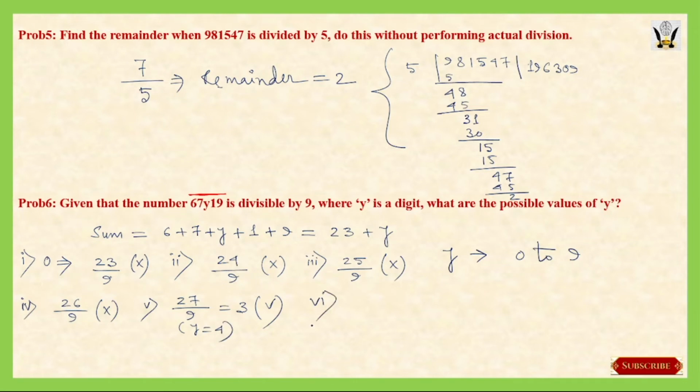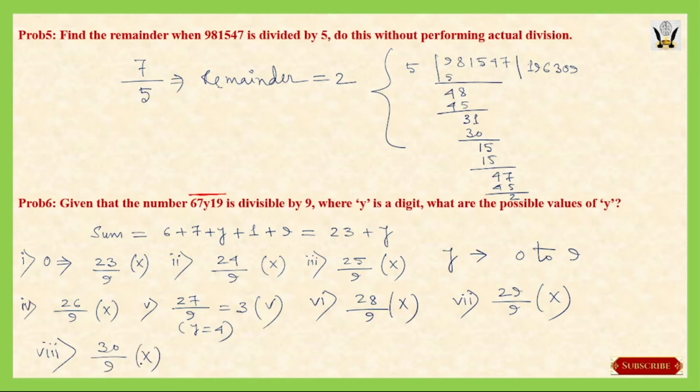Then the next value is y equal to 5. 23 plus 5 is 28, which is not divisible by 9. Then the next value is 6. 23 plus 6 is 29, which is not divisible by 9. Then the next possible value of y could be 7. Then 23 plus 7 is 30, which is not divisible by 9.